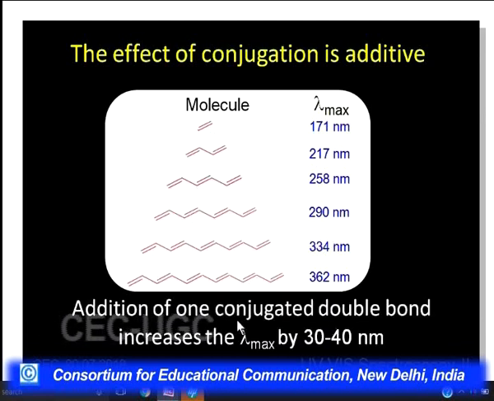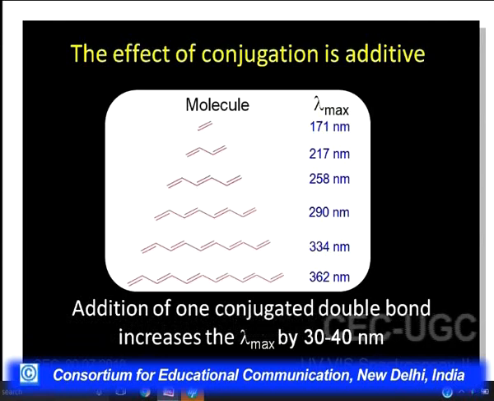And on an average, we find that addition of one conjugated double bond increases the lambda max by about 30 to 40 nanometers. That's a very significant change in the lambda max value, and accordingly the molecule's nature will change, the behavior will change, the spectrum will change, the color also will change. We'll come to that. Okay, now let me take one example over there.